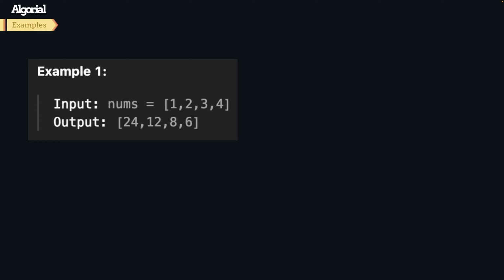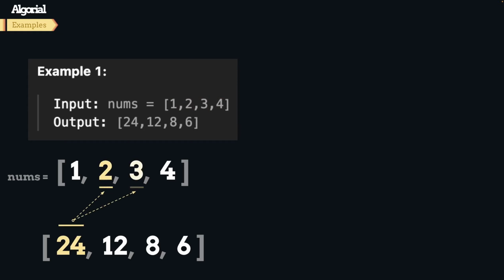As you can see, at each index, all the numbers are multiplied together except the value in that specific index. Let me show you. 24 comes from multiplication of 2 by 3 by 4. 12 comes from 1 by 3 by 4. Same story for 8. And finally, same for 6 again. And that is how we might build our output array.